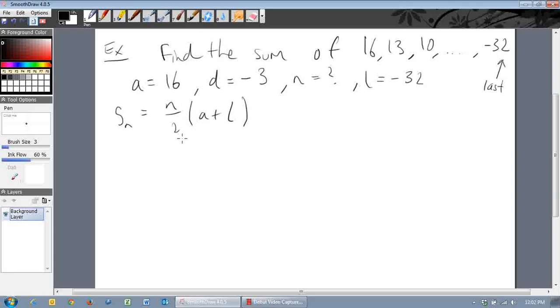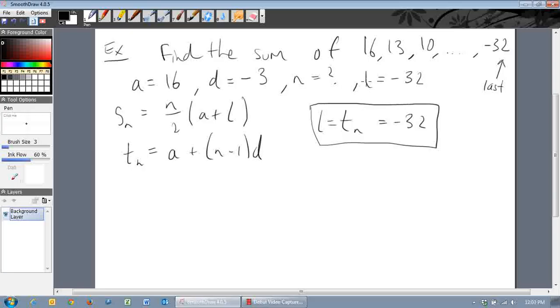How do we find n? This is the problem. We go back to our original definition of the nth term: Tn is equal to a plus (n minus 1)d. Because we know the nth term, we can find the number of terms. The last term is negative 32, and remember that L is just Tn, the last term. So that helps us find the number of terms.